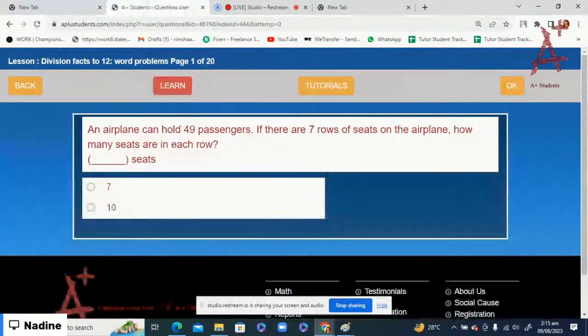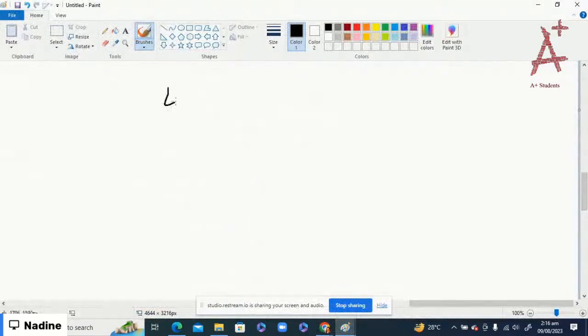All right, here are the tests. Let's do this one. Only one question for the test, while the rest of the questions you guys solve by yourself. An airplane can hold 49 passengers. How many total passengers? 49. If there are 7 rows of seats on the airplane, how many seats are in each row? The total number of passengers and the rows of seats are given, that is 7. So let's divide 49 over 7. Put 49 inside and 7 outside. Okay, you guys solve this question.